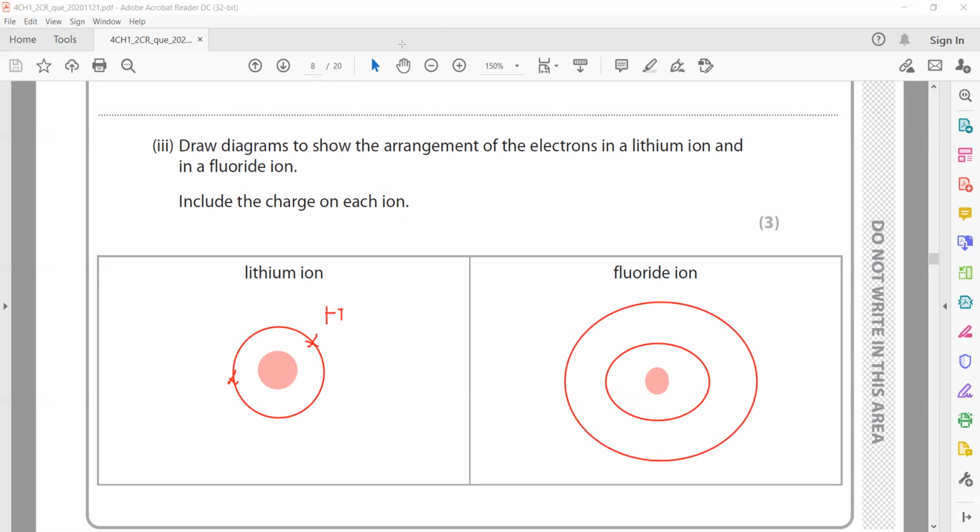So we use a dot and cross diagram. Fluorine first shell, it has 2. Second shell, I should use a different symbol for fluorine. Second shell, it will have 7 belonging to fluorine, and one of them it took from lithium. That's why it is minus 1.